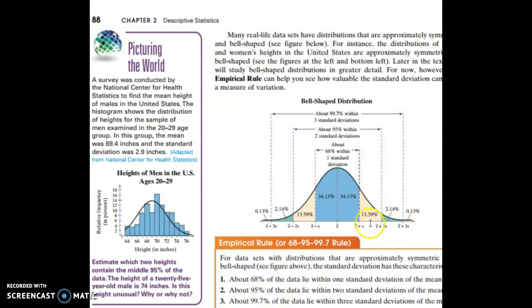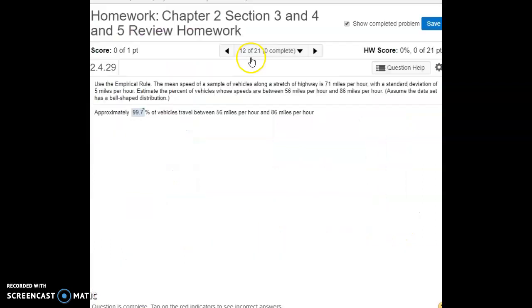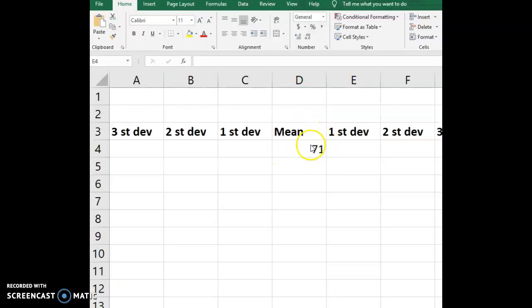Either 3 standard deviations above or below. So for this particular example, it says the mean is 71 and the standard deviation is 5. So let's take that over to Excel. Our mean is 71 and our standard deviation was 5.